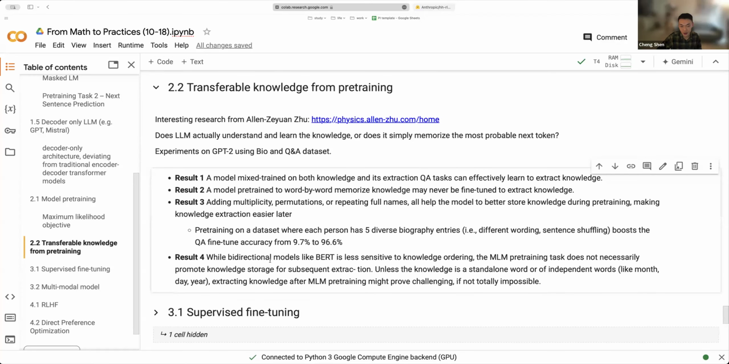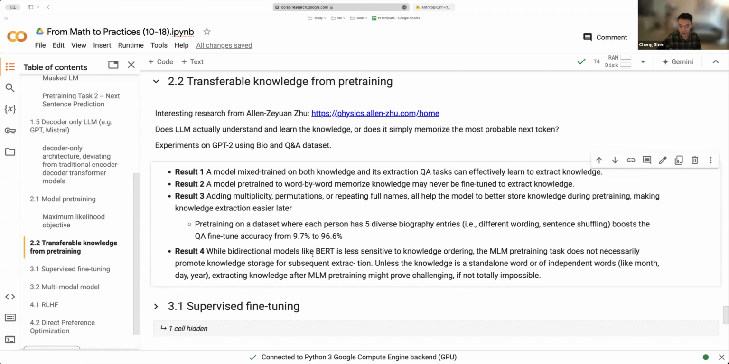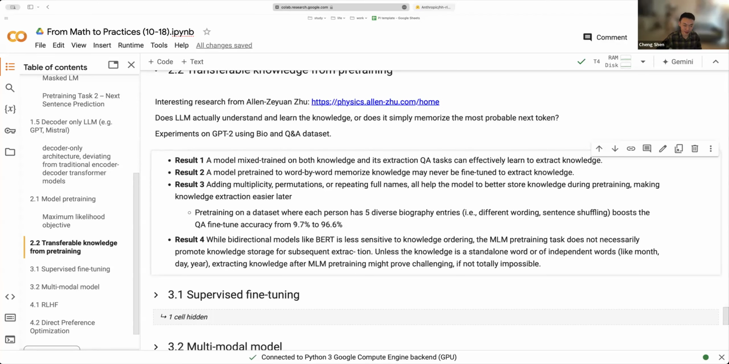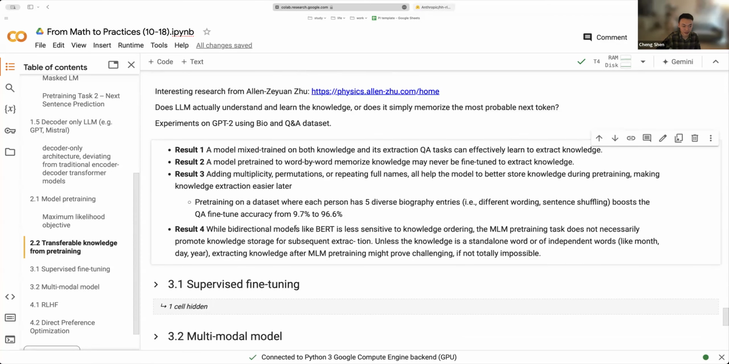Another thing is that bidirectional models like BERT are much worse at learning knowledge. And the hypothesis Alan gave is that for a bidirectional model like BERT, because it's so powerful, it sees all the information before the masked token and after the masked token, it became lazy at memorizing the knowledge. Yeah, so again, these are more like anecdotes from me, but you're encouraged to please read the paper, which I find very interesting.